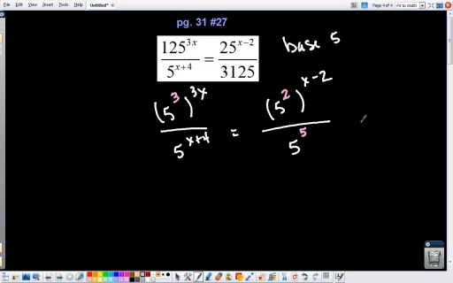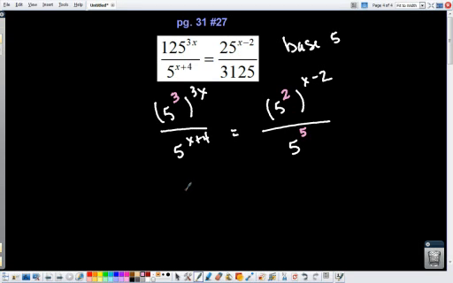Okay, and it is really beneficial to memorize, you know, up through the powers of 5. Base 5 probably, you know, up to the 6th or 7th power, because these are pretty common. Alright, so let's go ahead and simplify from here.